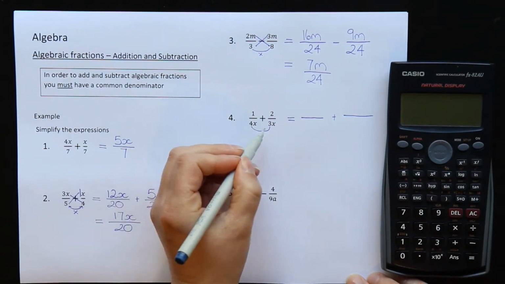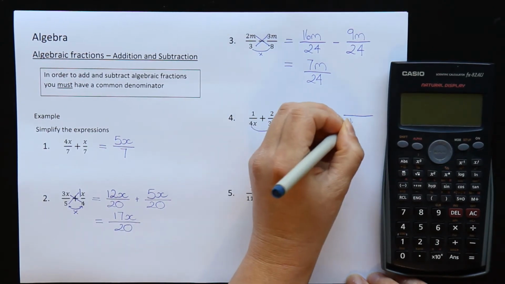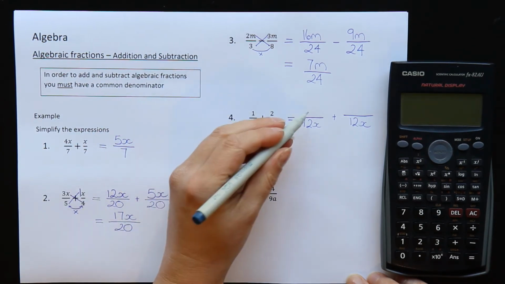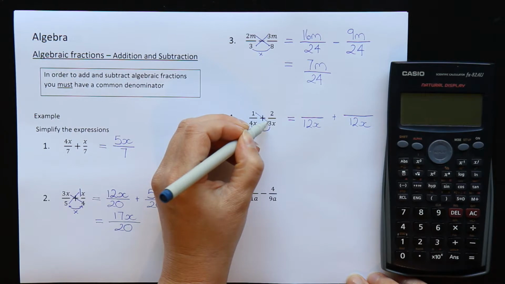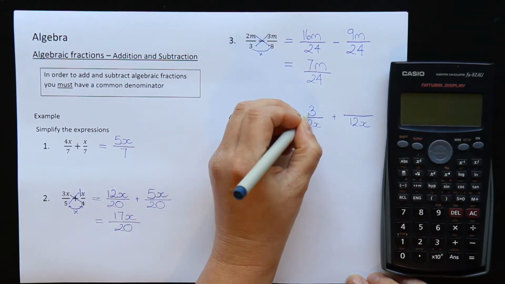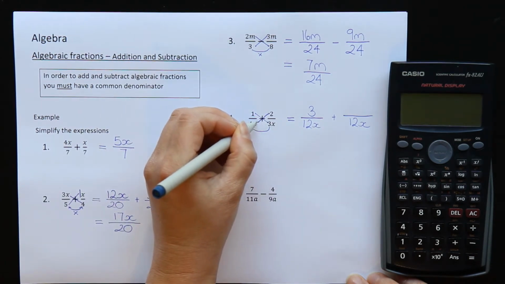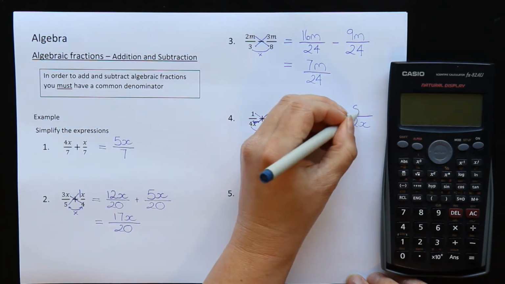So 3 times 4 is 12x for the denominator for both fractions. Now, for the first fraction, the 1 has to be multiplied by the 3. Don't use the x, just the 3. 1 times 3 is 3. The 2 has to be multiplied by the 4. 2 times 4 is 8.